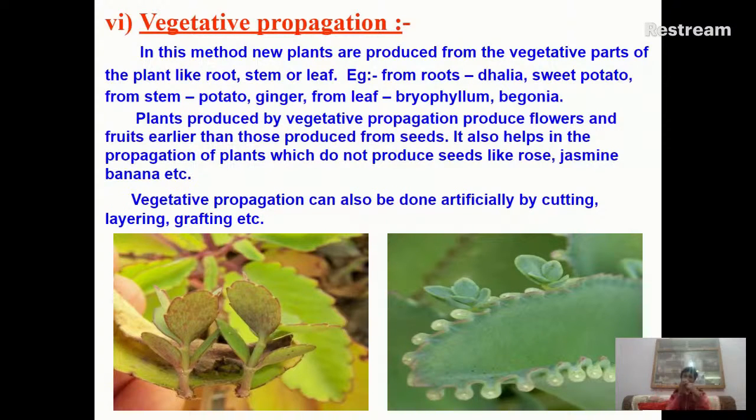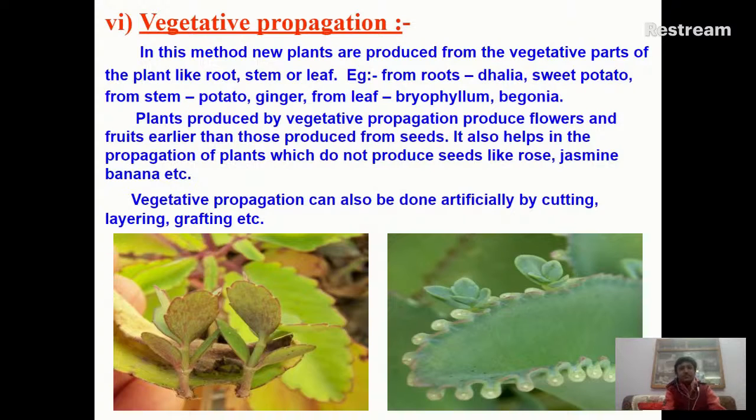So yes, I think we were on vegetative propagation. We have to start this vegetative propagation. In this method, new plants are produced from the vegetative parts of the plant like root, stem or leaf. Examples: from roots, dahlia; from stem, potato, ginger; from leaf, bryophyllum, begonia.